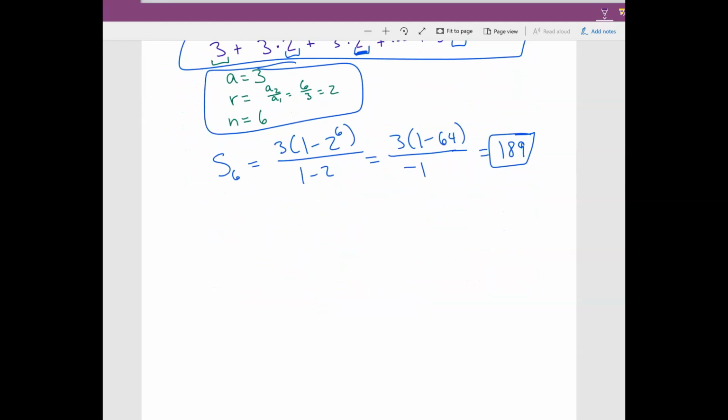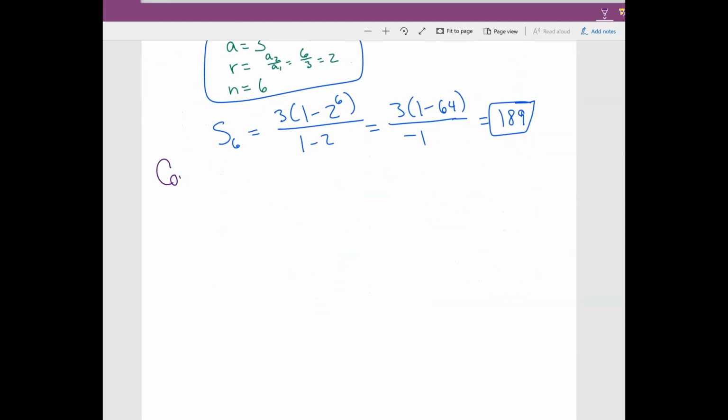Okay, so let's talk about convergence and divergence of series. So we've talked about convergence and divergence before when we were doing improper integrals. And when we did improper integrals, we said that if the improper integral was equal to a number, it would converge. And if it equals positive infinity or negative infinity, it will diverge.